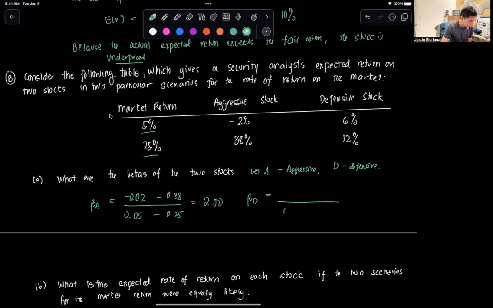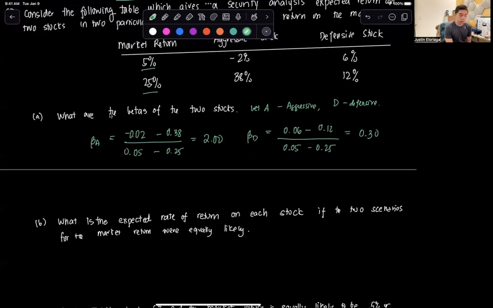Then beta D would be something similar. We again have the same denominator, and the only thing that will change is the rate of return. So at the 5% state, it's going to be 6%, and then at the 25% market return, it's going to be 12%, and we have 0.30. So those are the betas of those two stocks.